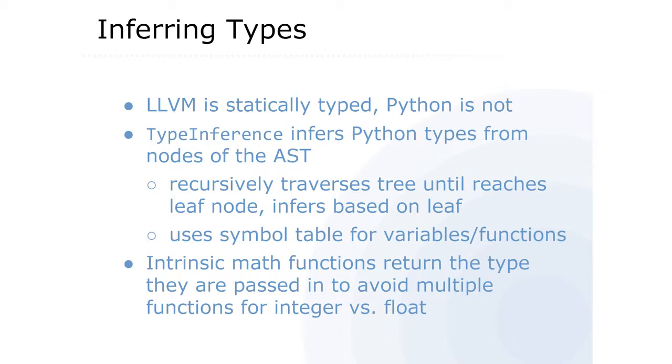If you have a constant, like a string or an integer, it's pretty easy. If you have a variable, you have to look it up in the symbol table. If you have a function call, you look it up in the symbol table, but then you can also look it up in the set of intrinsic math functions that we added to the compiler.